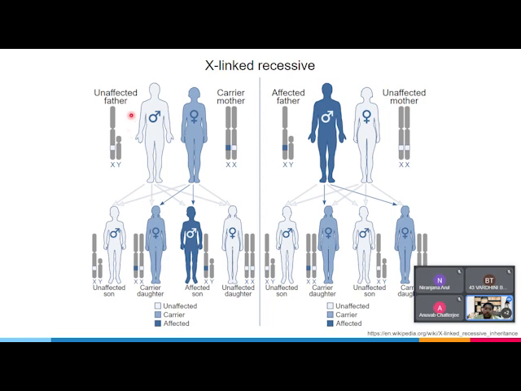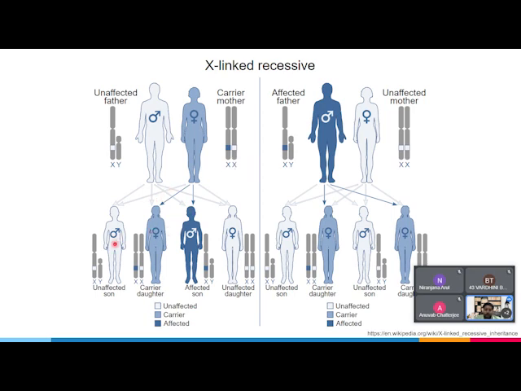The first case is that we have an unaffected father, which has normal XY chromosomes, and a carrier mother, which has a mutated X and a normal wild type X chromosome. The carrier mother is not affected by the disease but only carries the mutation.